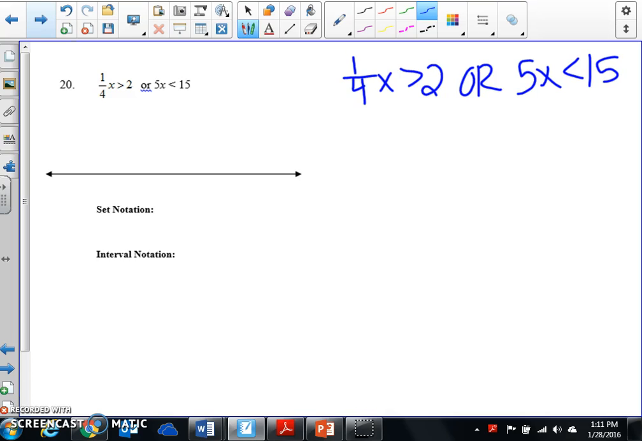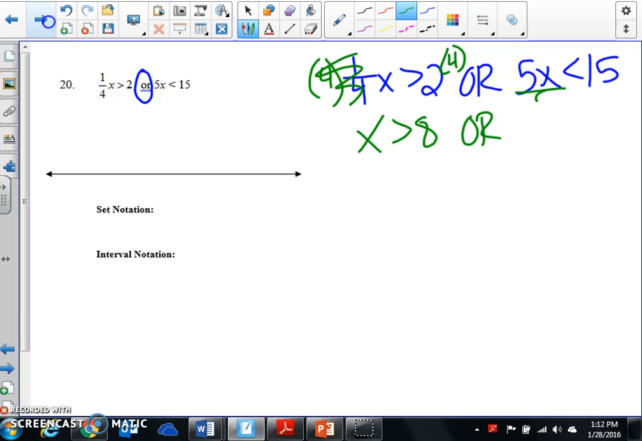We know this is an or because it straight up told us or right there. So let's do both of them separately. The opposite of multiplying by 1/4 is multiplying by 4/1. So you take the reciprocal, which is just 4. Those go away. 2 times 4 is 8. Over here, we're going to divide by 5. Okay, so there's our solution.